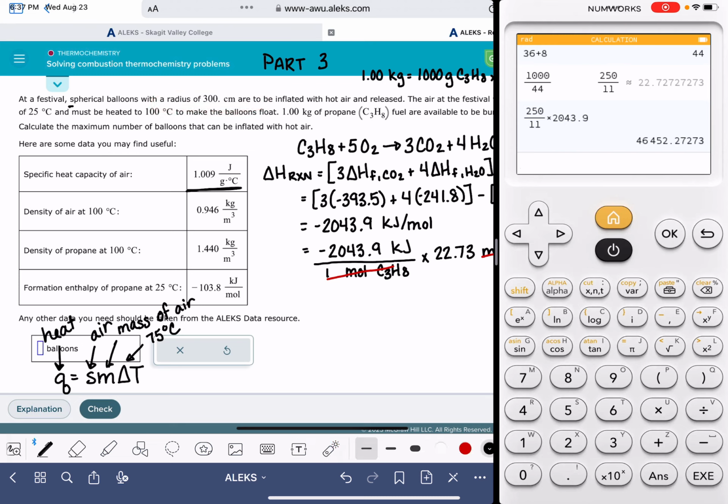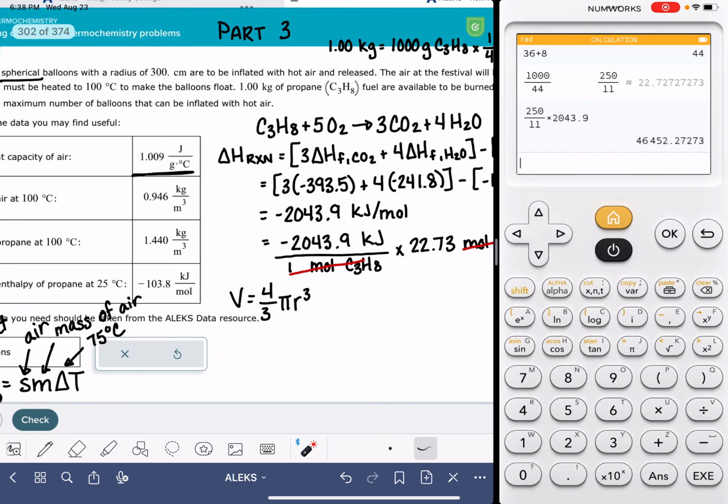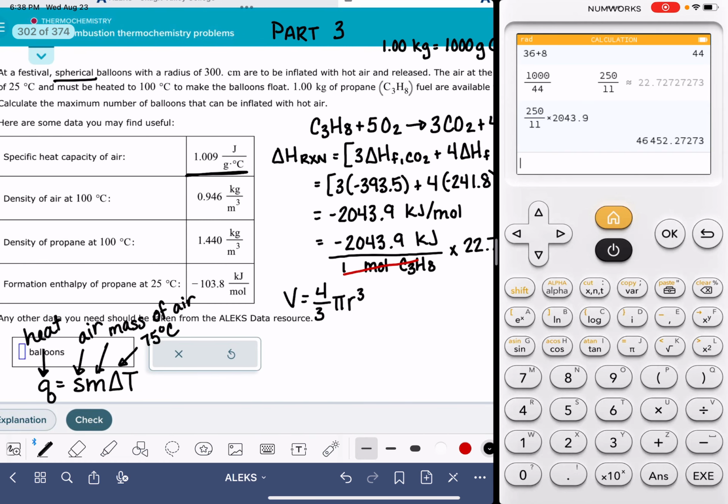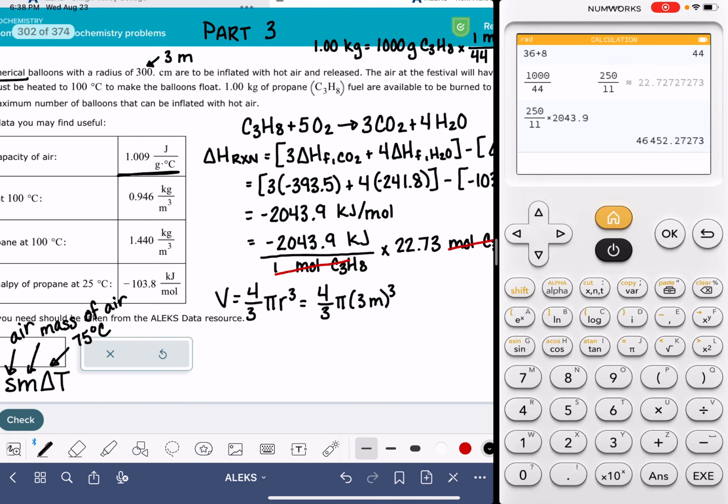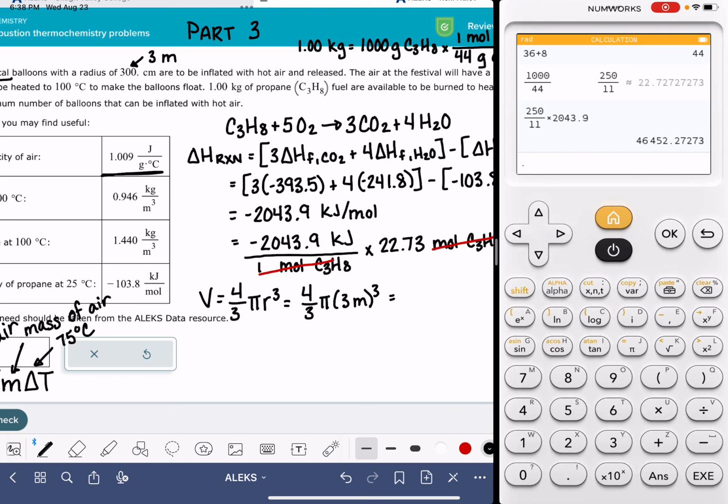The balloons, it says, are spheres, and so the volume of a sphere is calculated with the equation 4/3 πr³. We've been given the radius in centimeters. It's going to be helpful for us if we have the radius in units of meters because that's going to be consistent with the data that we have available to us in the problem. 300 centimeters is equal to 3 meters. To convert centimeters into meters, you just divide by 100. So this is 4/3 π times 3 meters cubed. And we'll let the calculator do that.